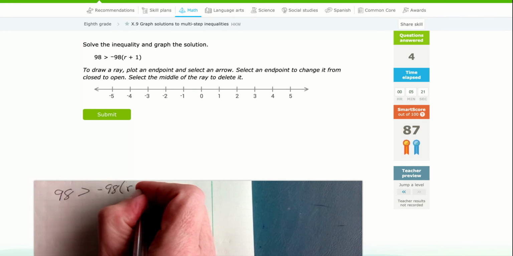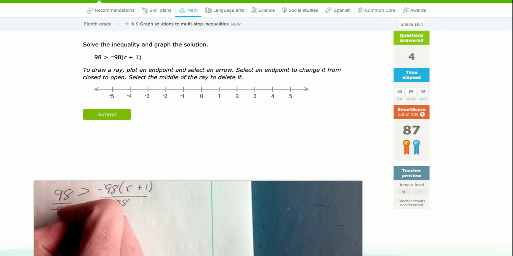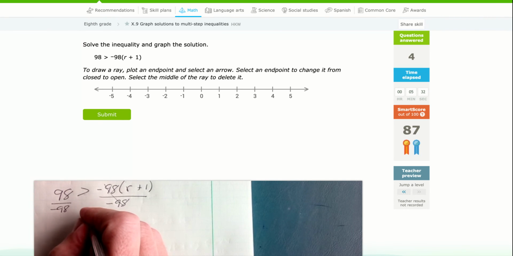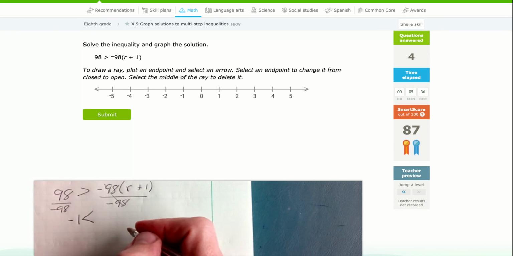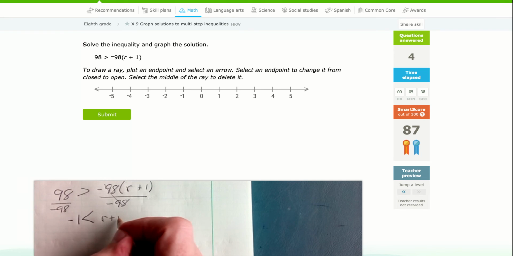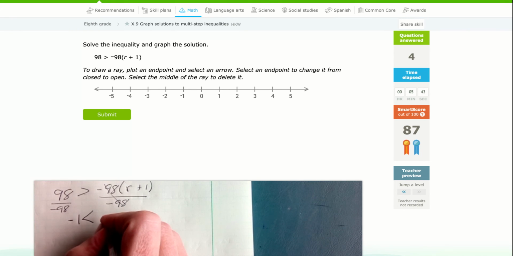Now, if you choose to divide over the negative 98, like this, remember you're dividing by a negative. That means this inequality symbol is going to flip. It's going to be this way now. I have a negative 1 on the left side now and an r plus 1 on the right side. Now I'm going to not add 1, I'm going to minus 1.